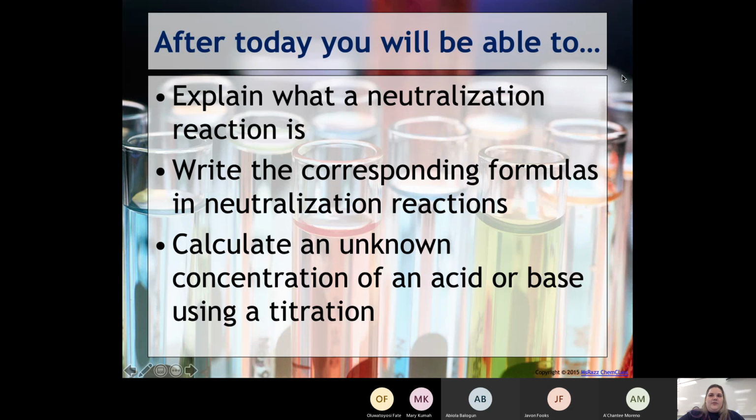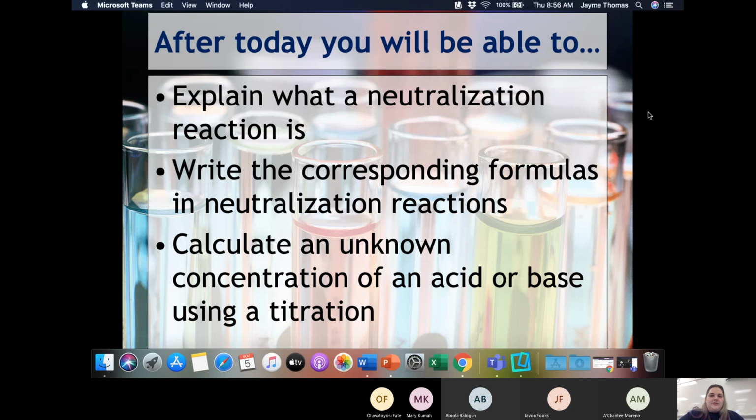As I said, we're going to talk about what a neutralization reaction is, because we need to know that terminology if we see it in a question. We'll talk about the formulas in neutralization reactions, because they always follow a pattern and you need to know how to write them. And then, how do we actually do the calculation?